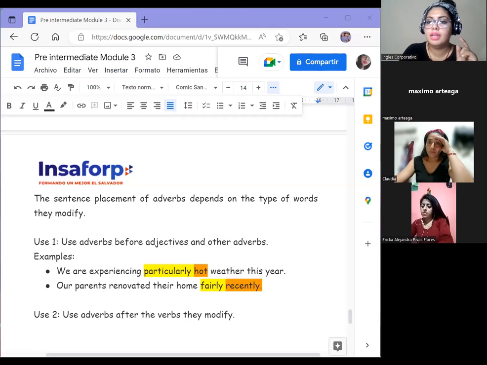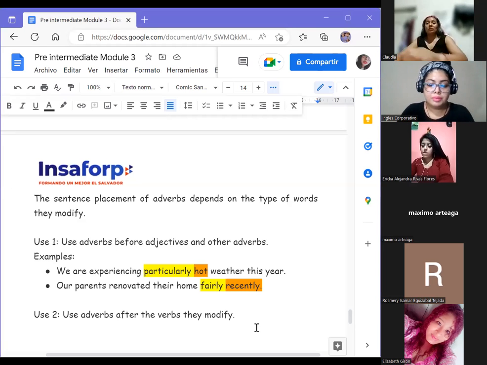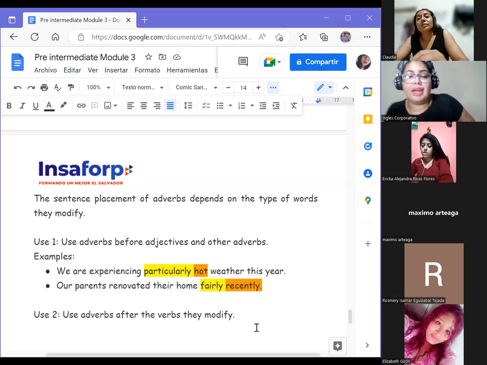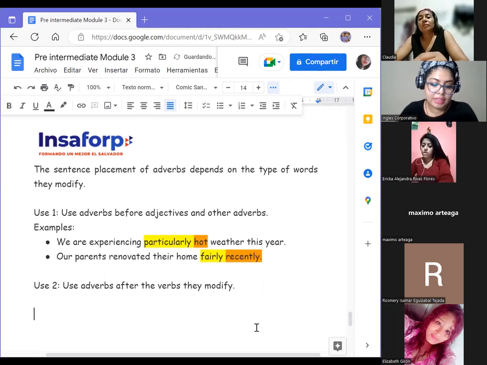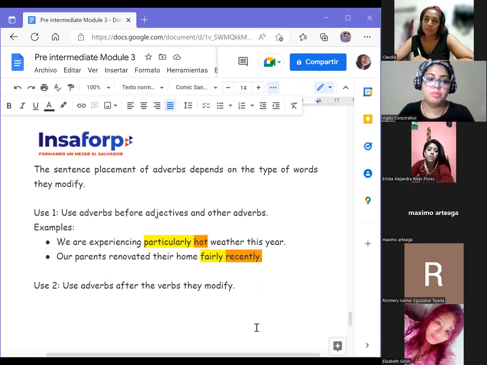So in that case, we were seeing that in the first one, we are going to write the adverb at the beginning in the first place, and then we are going to write the adverb and the adjective. And in this case, when we are talking about the verb, we are going to write first the verb, and then we are going to write the adverb. So in that case, we are going to change the place in which we are going to write the adverb. So it says adverbs come after the auxiliary verb. For example, be, have, may, must, etc. And verbs they modify.